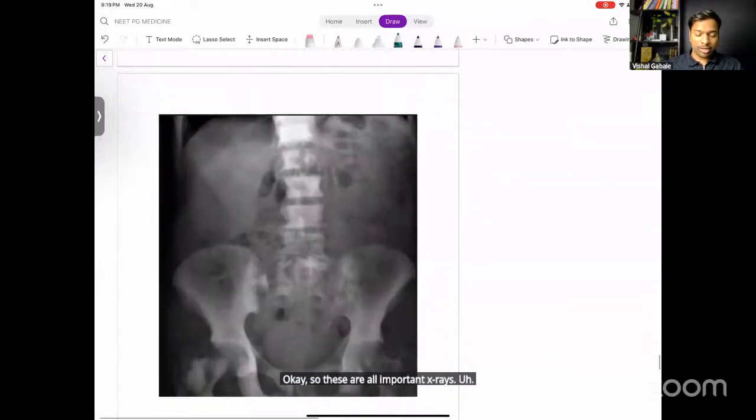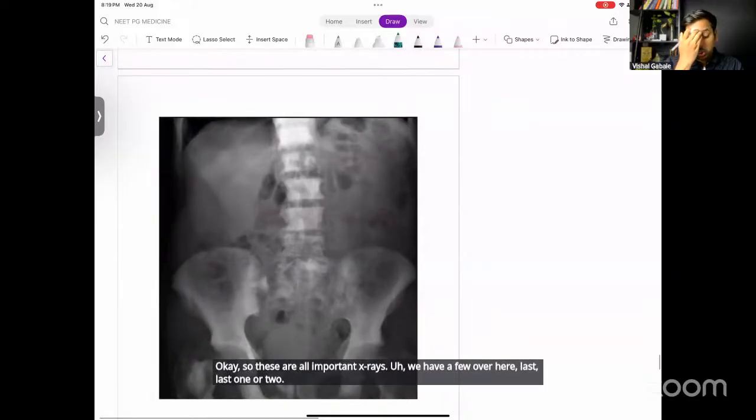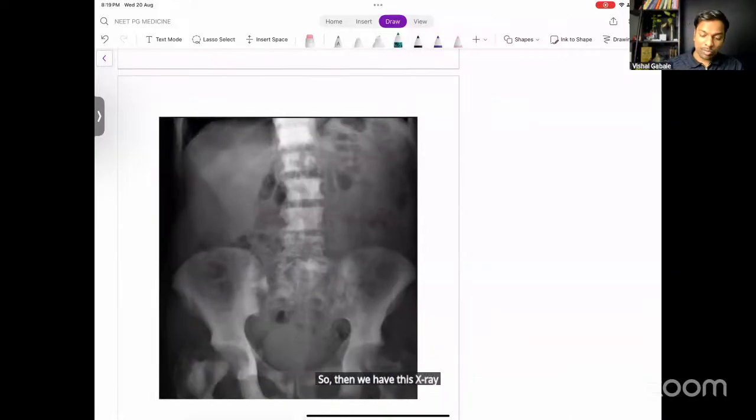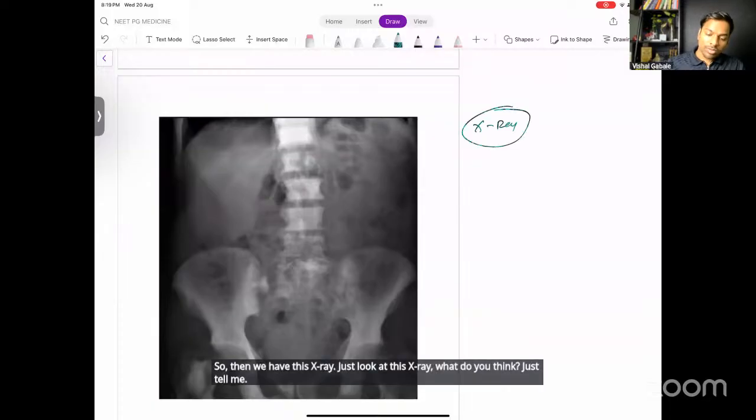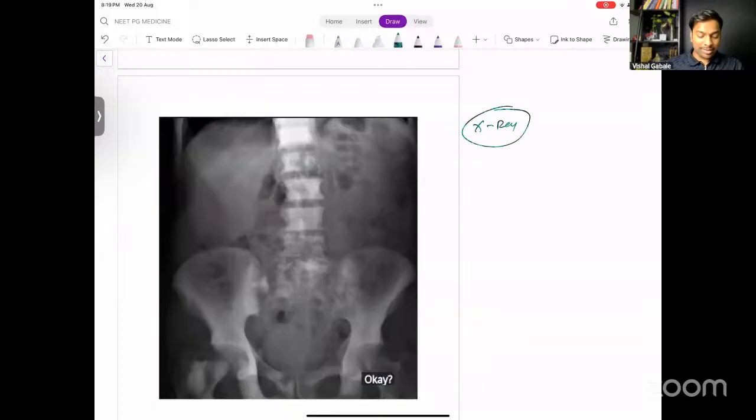We have a few over here, last one or two. So then we have this X-ray. Just look at this X-ray. What do you think? Just tell me. Okay, and just look at this X-ray over here.